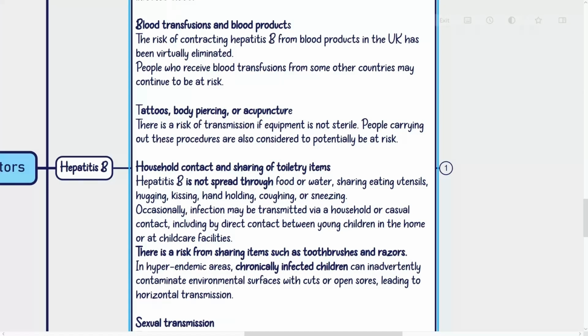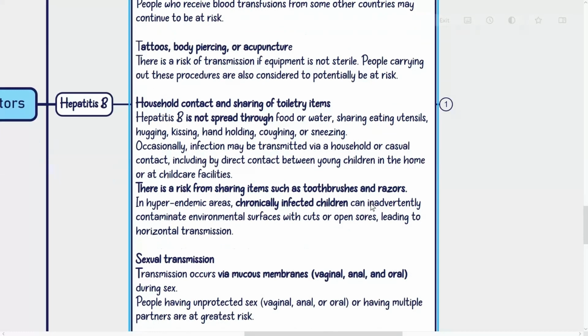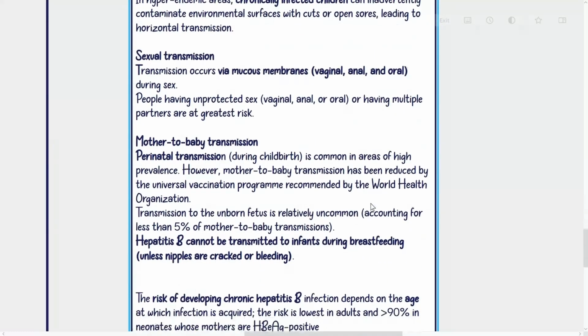Household contact and sharing of toiletry items. Hepatitis B is not spread through food or water, sharing eating utensils, hugging, kissing, hand-holding, coughing, or sneezing. Occasionally, infection may be transmitted via household or casual contact, including by direct contact between young children in the home or at childcare facilities. There is a risk from sharing items such as toothbrushes and razors. In hyperendemic areas, chronically infected children can inadvertently contaminate environmental surfaces with cuts or open sores, leading to horizontal transmission.